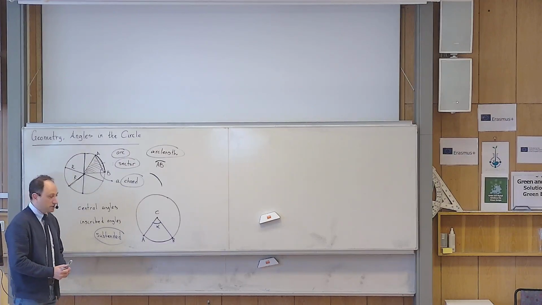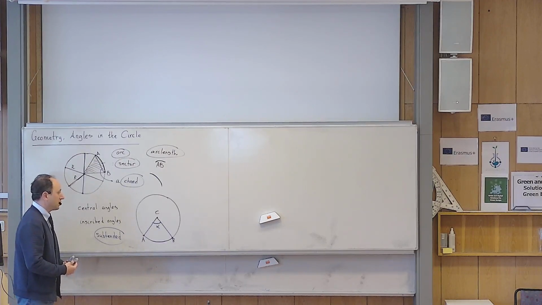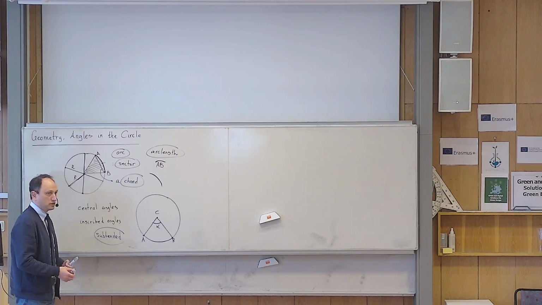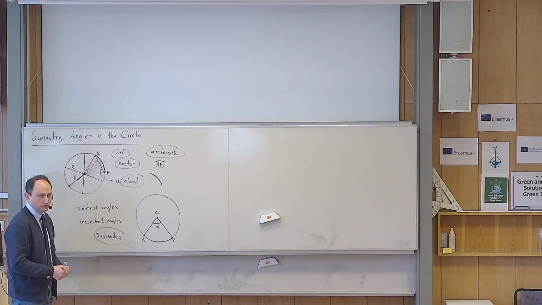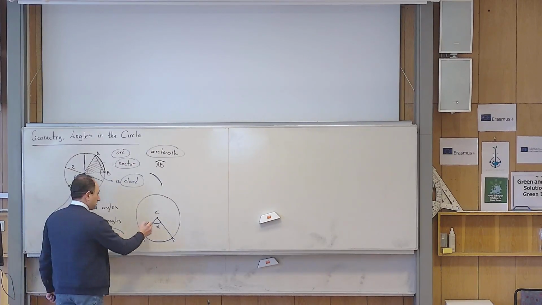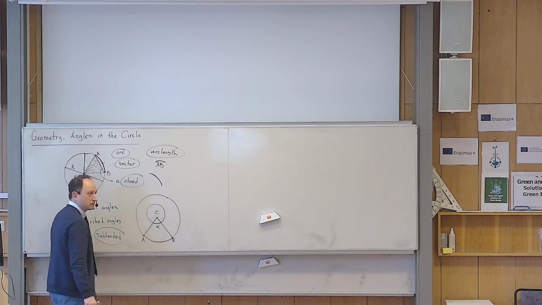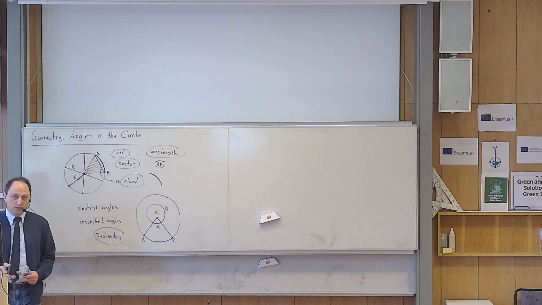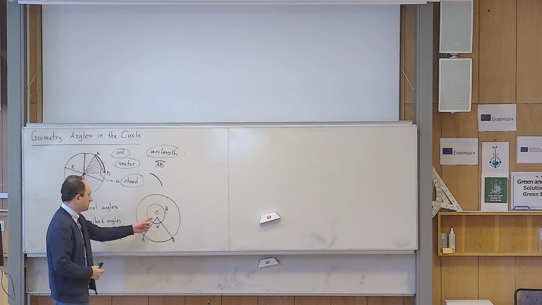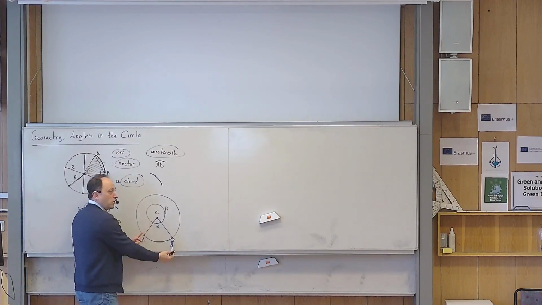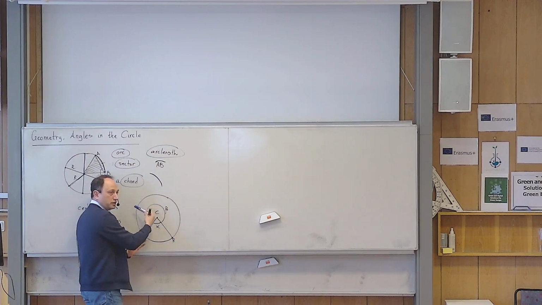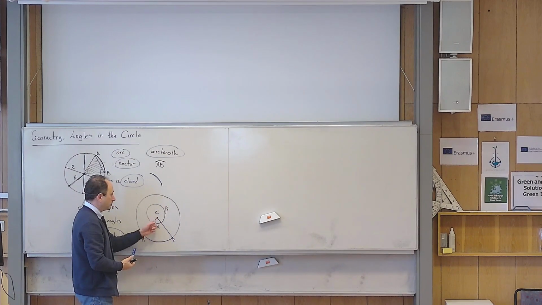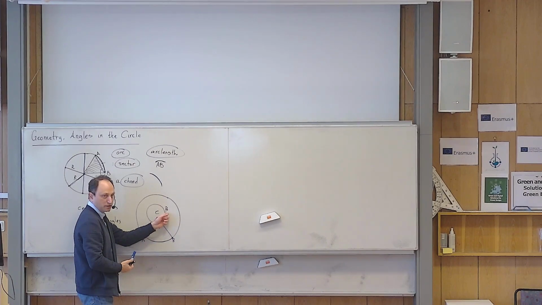But there is another central angle with the same center and with the same arms. What is the other central angle? This angle, which I call beta, is also a central angle with the same vertex and the same arms, but look at it from the other direction. So I have two central angles here. One of them is alpha, one of them is beta.